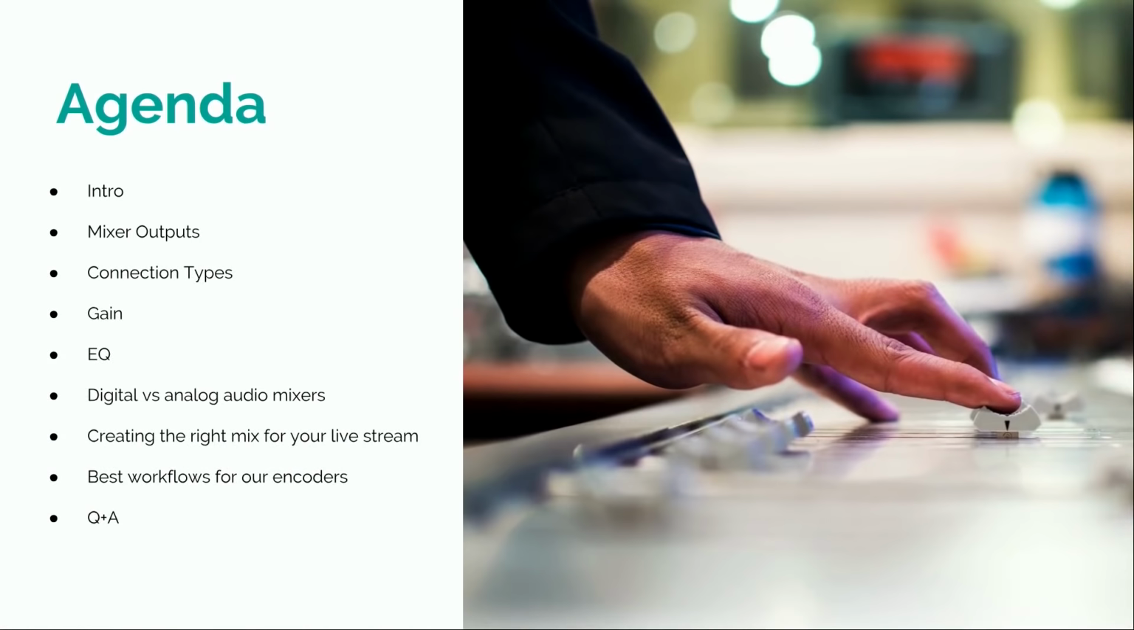So here's a quick agenda of what we'll be talking about. We've gotten a little bit through the intro here. We'll start with outputs and connection types. Then we'll go through some of the confusing things that you might see on your audio mixer, like gain and EQ. Then we'll compare digital and analog mixers and the advantages and disadvantages of both of those. Then we'll talk about Gary's method of creating the right mix for your live stream, which I'm very fascinated about because I need help desperately with. And then we'll talk about best workflows for our encoders.